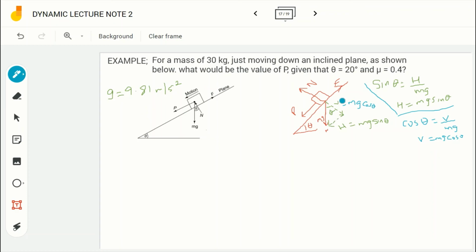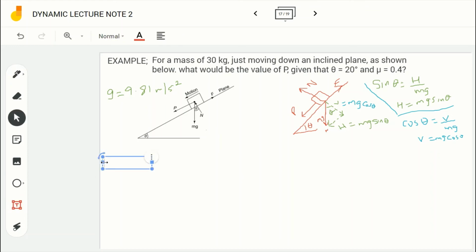Now, I have my frictional force, my applied force, my normal force, my H right here, and my V. As you can see, my N and V are perpendicular. My F, P, and my H are acting parallel to the plane. So I have to resolve the forces going perpendicular and resolve the forces going parallel. I will start with the first step.